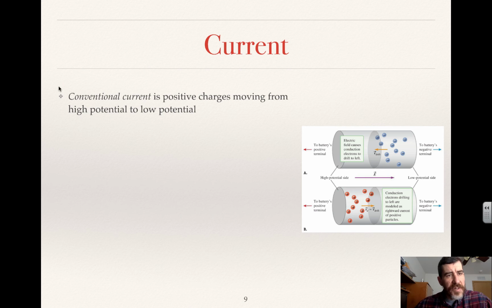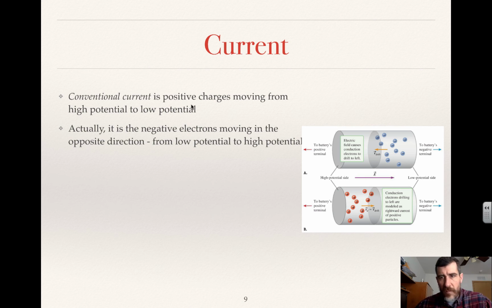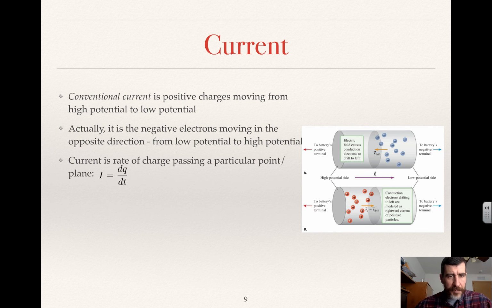Okay, so now we can define current. Typically we're going to use something called the conventional current. So the conventional current is we have positive charges moving from high potential to low potential. However, in reality, we know that it's the negatively charged electrons that move in the opposite direction, so from low potential to high potential. However, as it turns out, we can do pretty much everything we need to, in this course at least, without actually knowing that it's the negative electrons moving in the opposite direction. We're just going to treat it as if it's the positive charges moving from high potential to low potential.